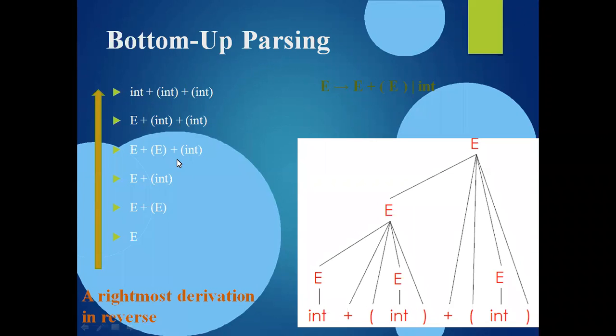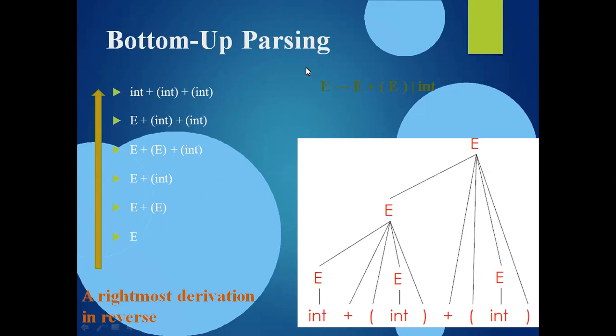Write down the remaining rest of the input string. Now, in the place of this int, again, replace the variable E. Now, E plus open parenthesis, E closed parenthesis. Again, the right hand side of the production rule is defined by the left hand side of the variable E. So finally it is an E, right?